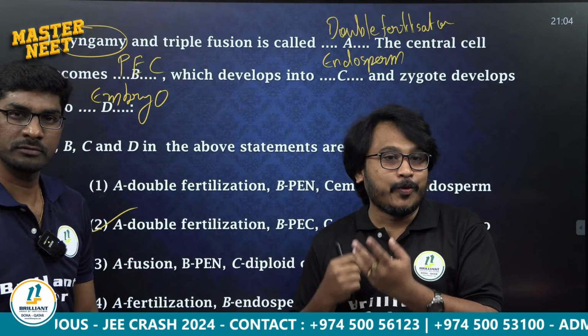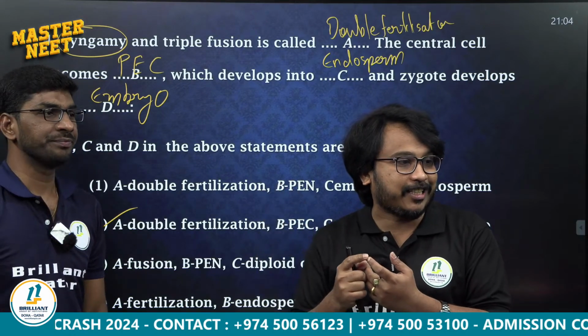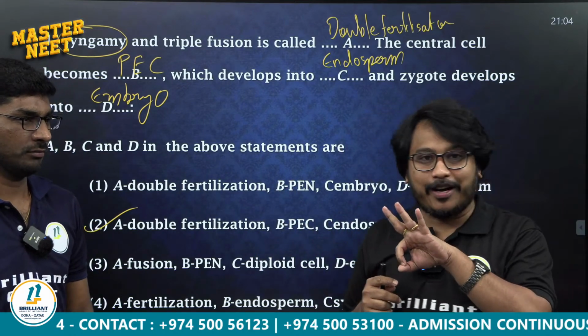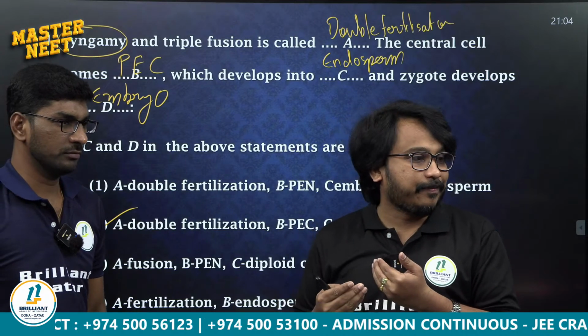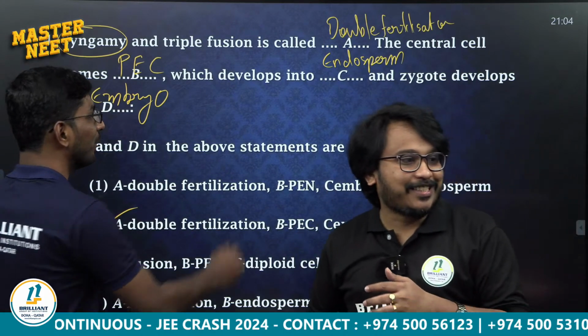How many nuclei are involved in double fertilization? The gametes are actually 3 only. I want the answer. How many nuclei are involved? Keep commenting. 3 gametes is correct. Now how many nuclei are involved? The answer is 5.